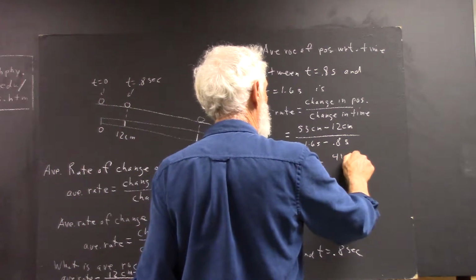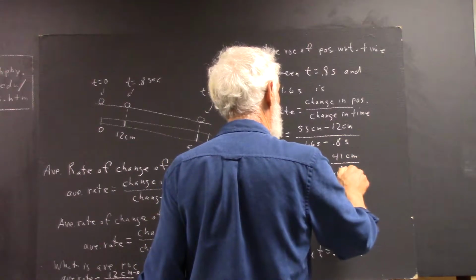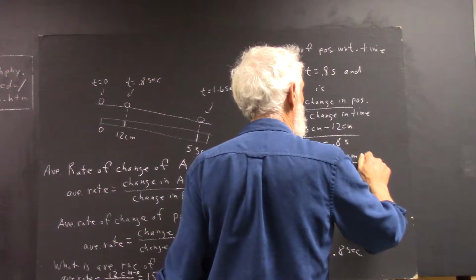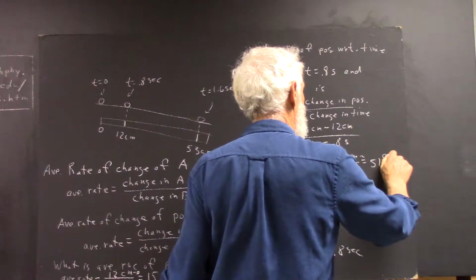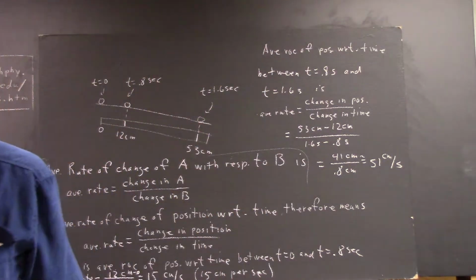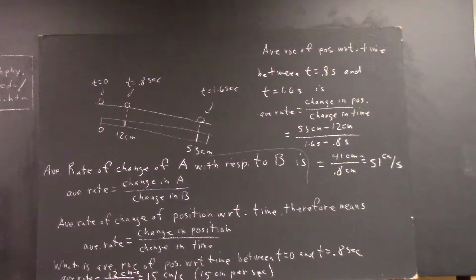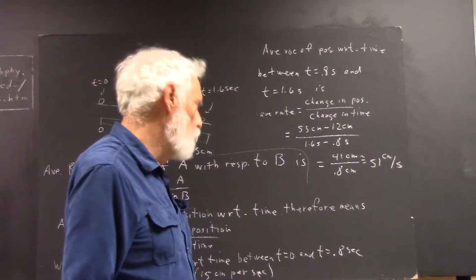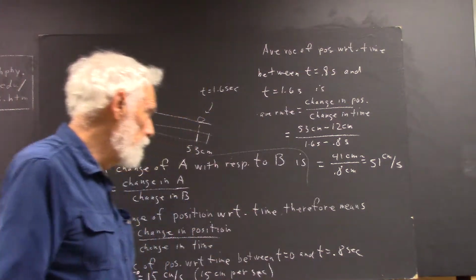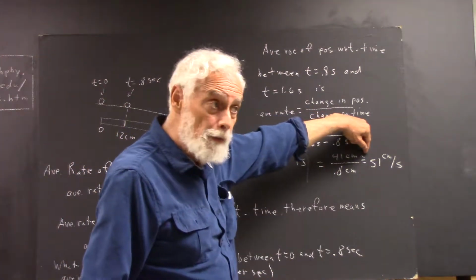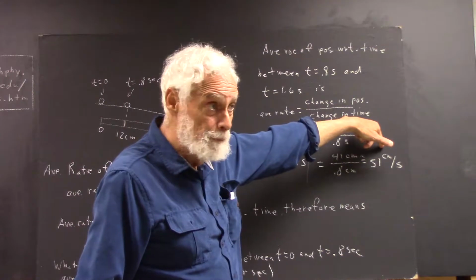We get 41 centimeters over 0.8 seconds, which is, well, it's about 51 centimeters per second, 51.25 if you want to. 51.25, never mind. Okay, but just notice I use a little wavy thing above the equal sign here to say that's approximate.